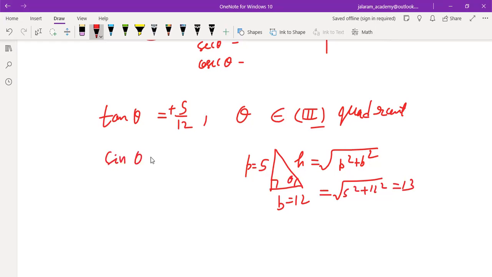So sine theta, we know that in the third quadrant it is negative and it is the ratio of perpendicular upon hypotenuse. So the value will be minus 5 by 13. Cos theta is also negative. So hope you all will solve yourself now.